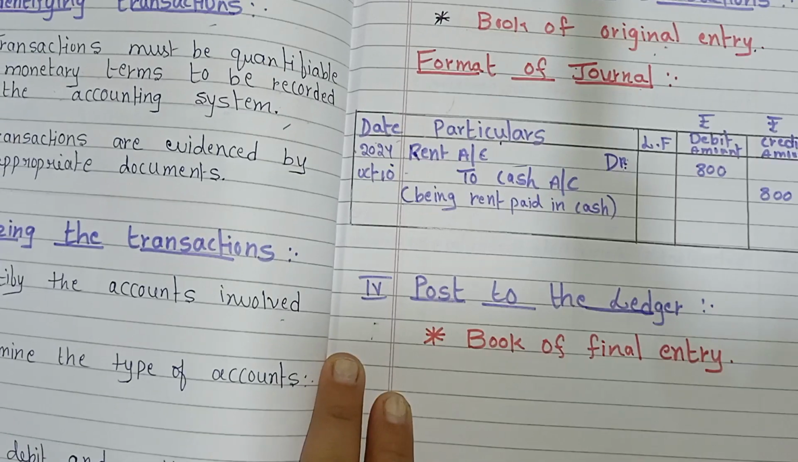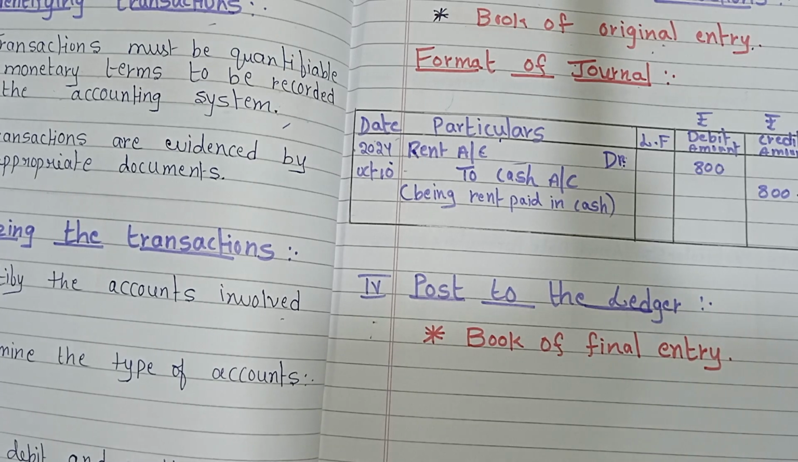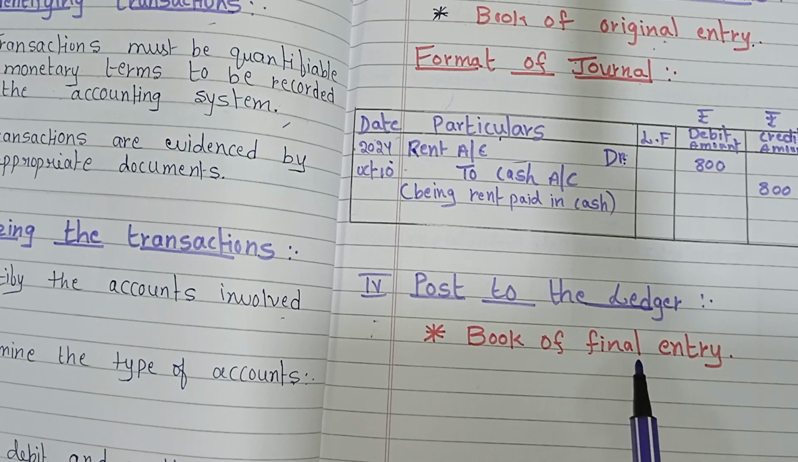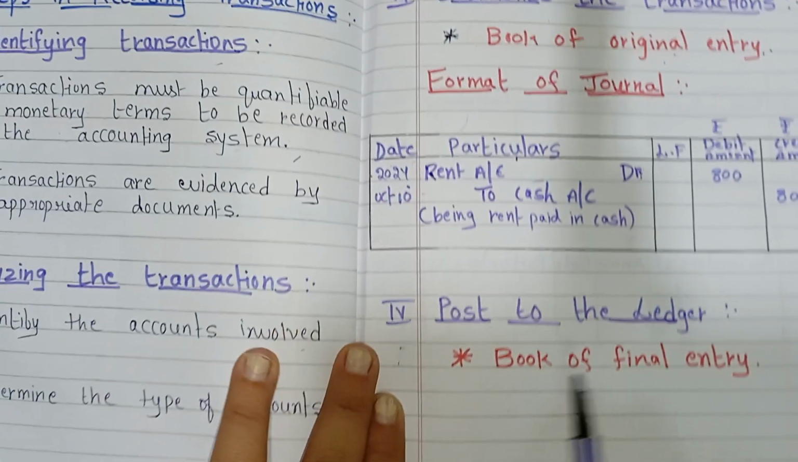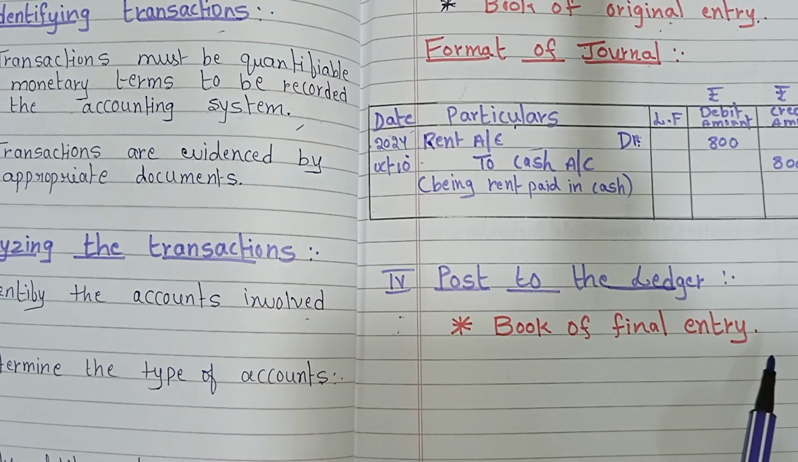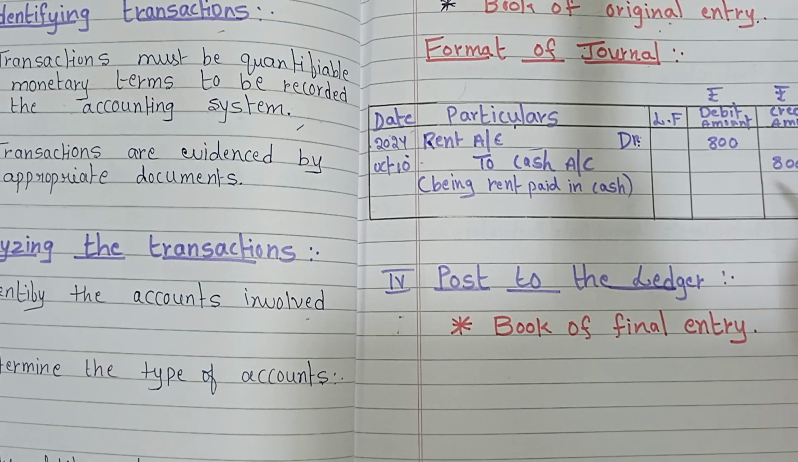Okay. So after transferring the journal entries, we need to post the entries to the ledger. That one we will call the book of final entry. Journal we will call the book of original entry, and ledger is the book of final entry, because it's where transactions are permanently recorded. Fine. So post each transaction to the relevant account in the ledger, maintaining the debit and credit balances.